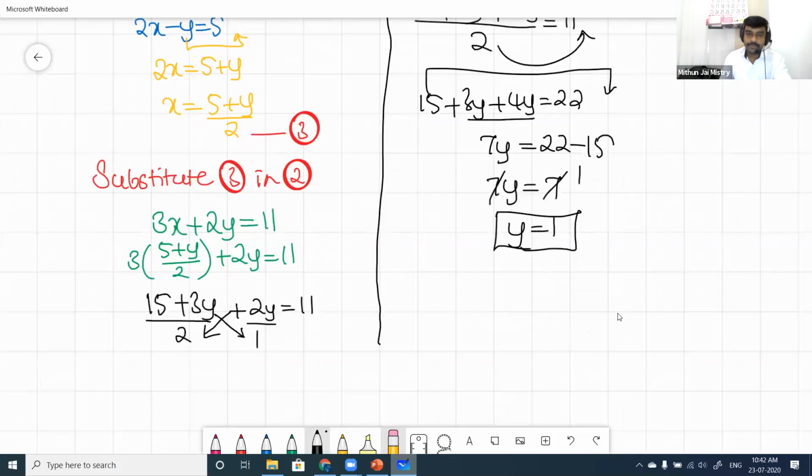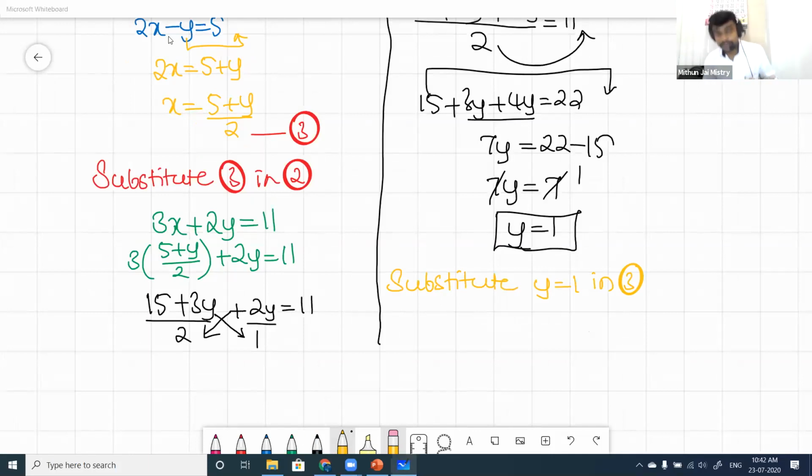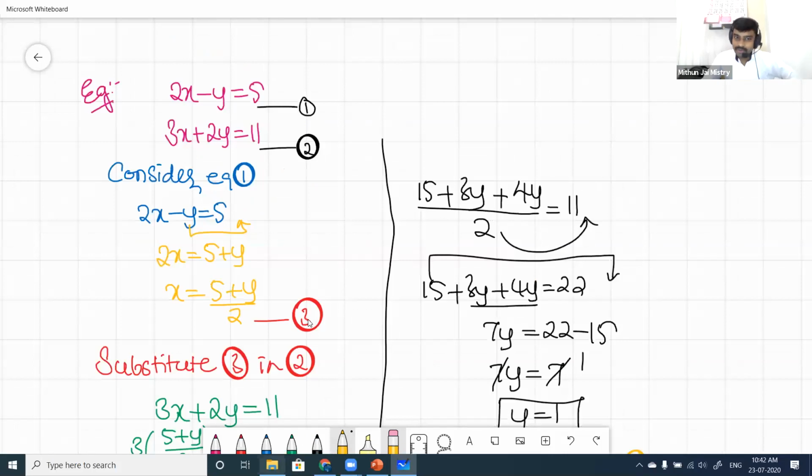Now what will I do? Now here again I will substitute y is equal to 1 in equation number 3. Is it compulsory that we should substitute in equation number 3 only? No, it's not like that. You can substitute in equation 1, or in equation 2, or in equation 3. But why am I substituting in equation 3 only? Because when you substitute in 3, we will get x directly, because x is already made the subject here.